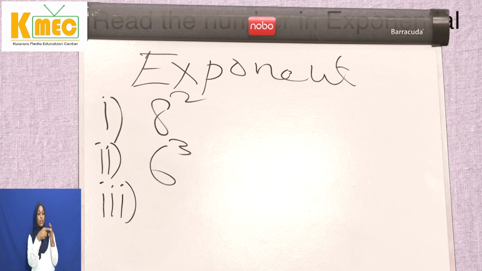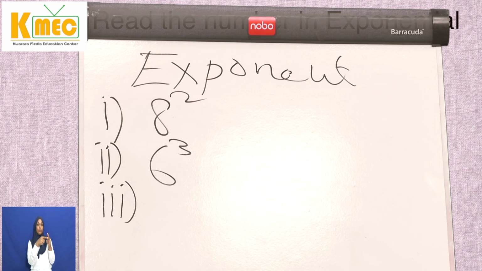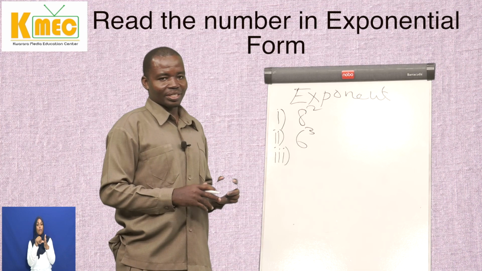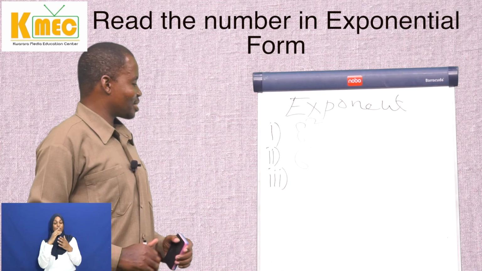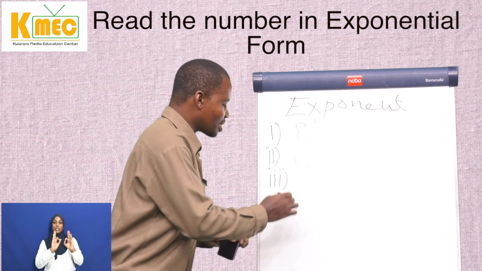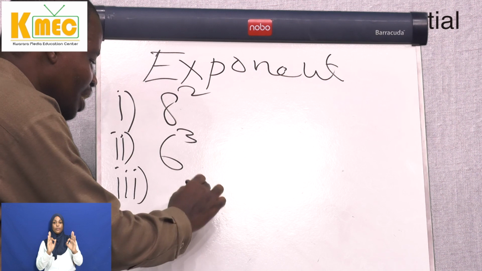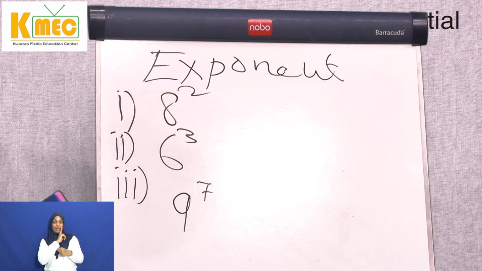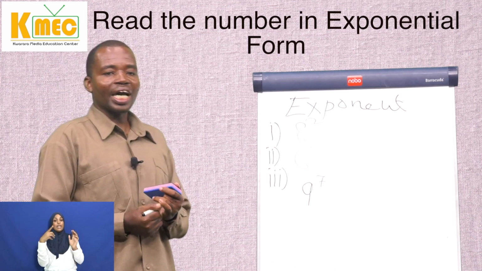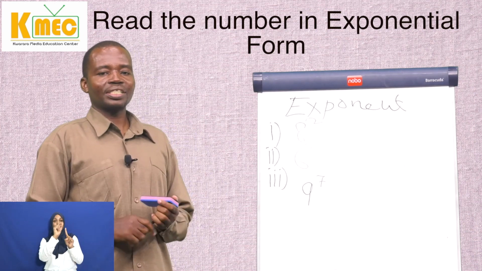So number 3 is left for you, student. So try to read this. Well done. The answer is 9 exponent 7. It is read as 9 exponent 7.